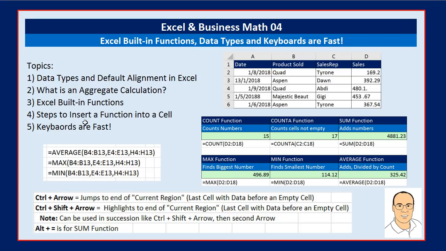Now, here's our topics right here. And the very first thing we got to talk about is what does it mean if something is aligned to the left and to the right? That's going to be defined by what type of data type we have in the cell. And if we're trying to add numbers and we see some numbers aligned to the left, we know there's trouble. And we'll see how to get out of that trouble in this video.